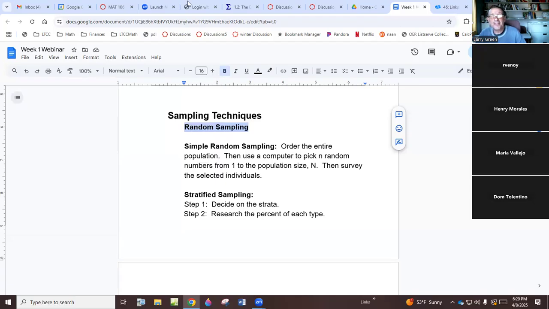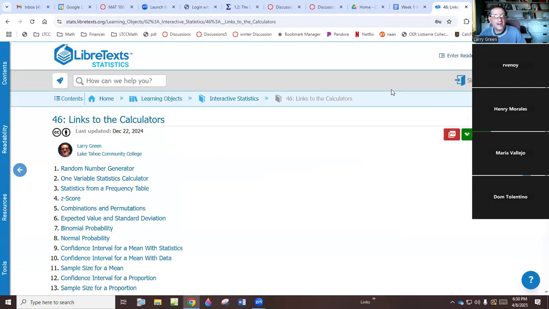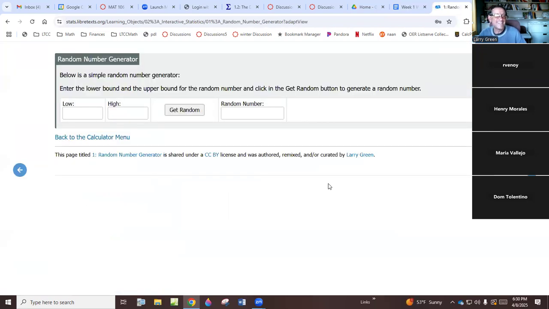Yeah, random number generator. So let me show you. Here's our calculator. First one, random number generator. I made it. This was actually really easy. In this case, the low was 1. The high is 10. And I'm going to get a random number. Aha, 1. Should we get another one? 2. Get another one. 1, 7, 10. Okay, do you believe those are random numbers? What do you think?